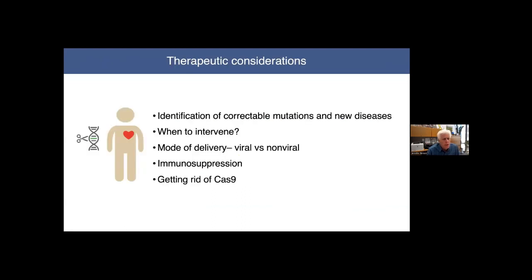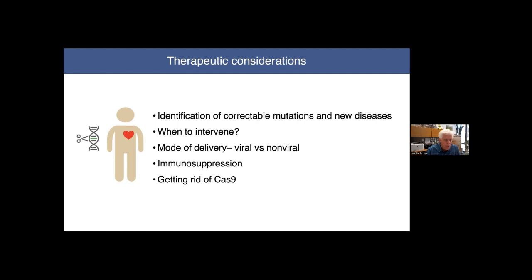So there are several issues that we're currently considering with respect to our gene editing studies, both with Duchenne and with cardiomyopathy mutations, as I've described. Those are what is the spectrum of correctable mutations, and what are the new disease genes, new diseases that might be susceptible to these forms of therapeutic intervention? When in a disease process might it be best to intervene? Certainly the earlier the better, but that may vary depending on the particular disease and the particular stress.